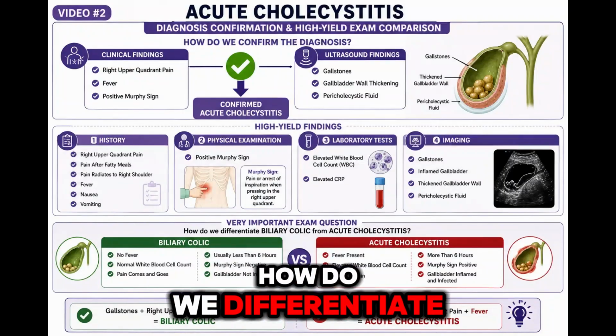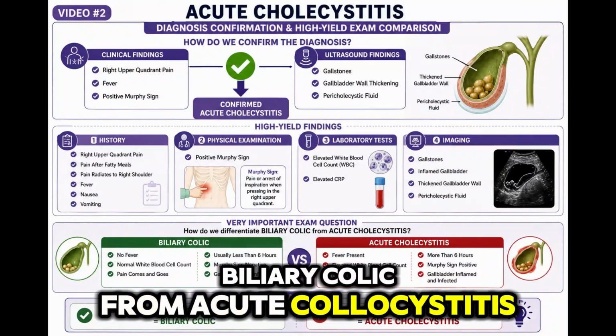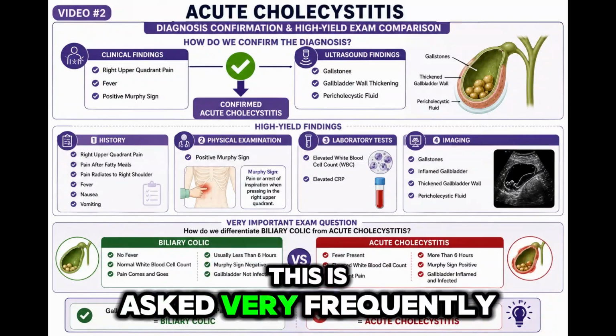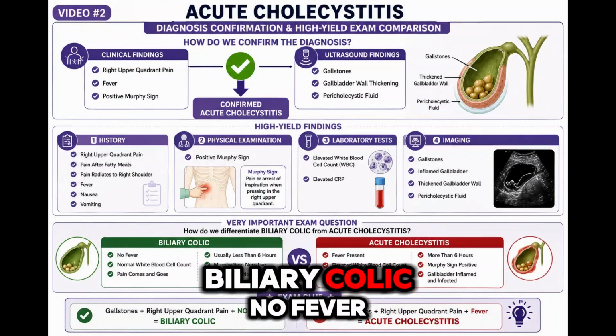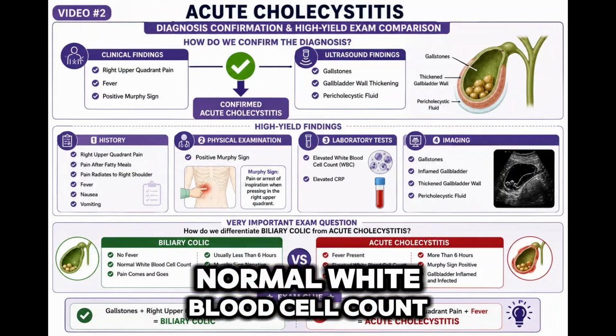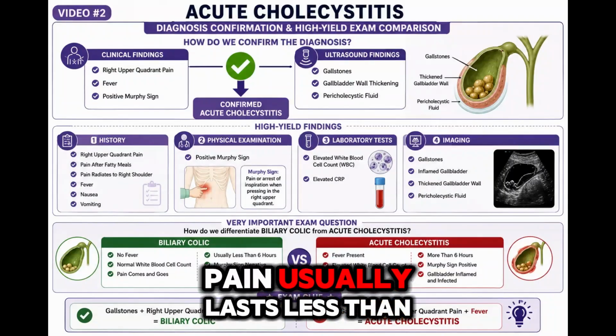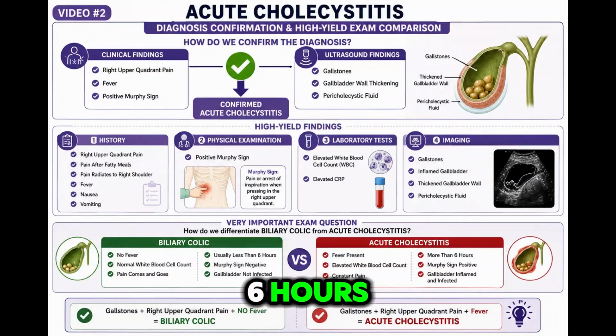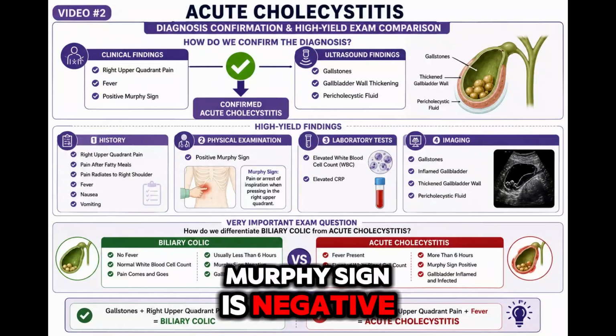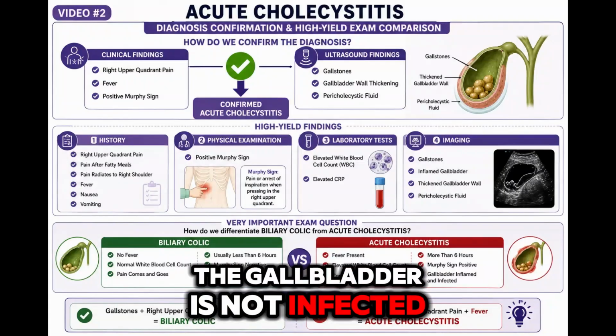How do we differentiate biliary colic from acute cholecystitis? This is asked very frequently. Biliary colic: no fever, normal white blood cell count. Pain comes and goes. Pain usually lasts less than 6 hours. Murphy sign is negative. The gallbladder is not infected.